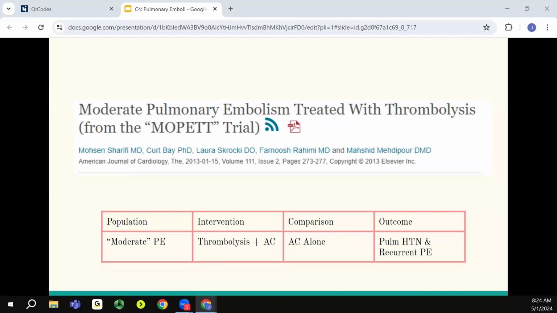This study was not blinded. People knew if they got TPA, the practitioners knew if they got TPA, there was no placebo TPA. But the people who were reading the echo were blinded to the entire study.